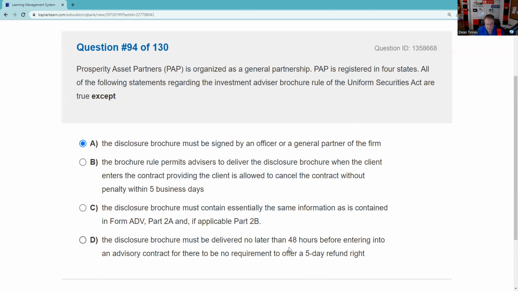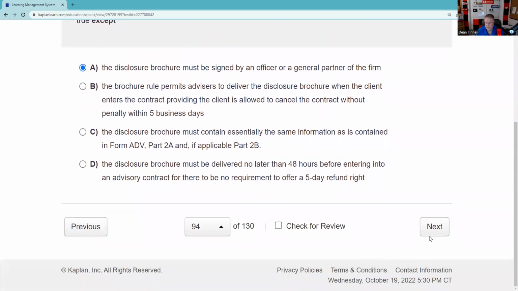The brochure rule permits advisors to deliver the disclosure brochure when the client enters the contract and is allowed to cancel within 5 business days. Very testable, very true. By the way, that would be 48 hours if I didn't give it to you before then. The disclosure brochure must contain essentially the same information as found in Part 2A and 2B. Indeed, very true, very testable. The disclosure brochure must be delivered no later than 48 hours before entering into the advisory contract, or there be no requirement of the 5-day refund. That's very testable and very true. So it's actually the takeaways from that question that are testable.